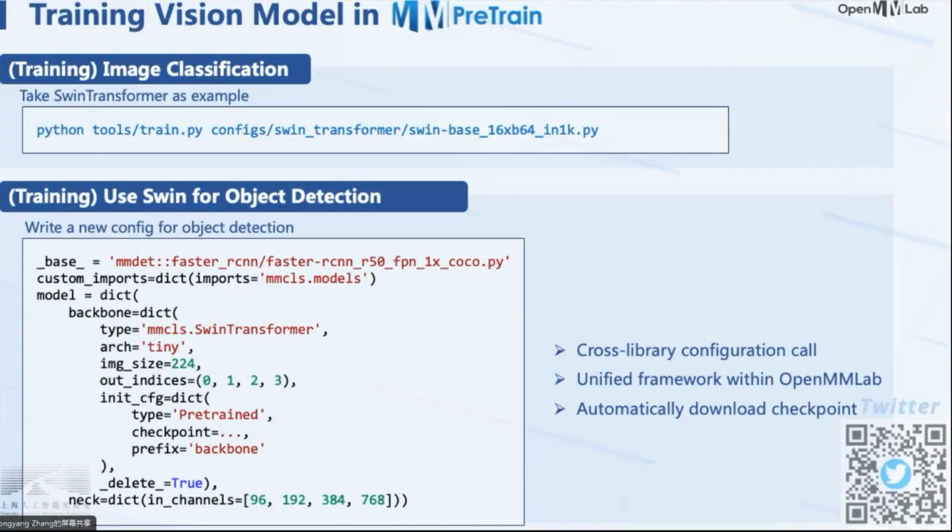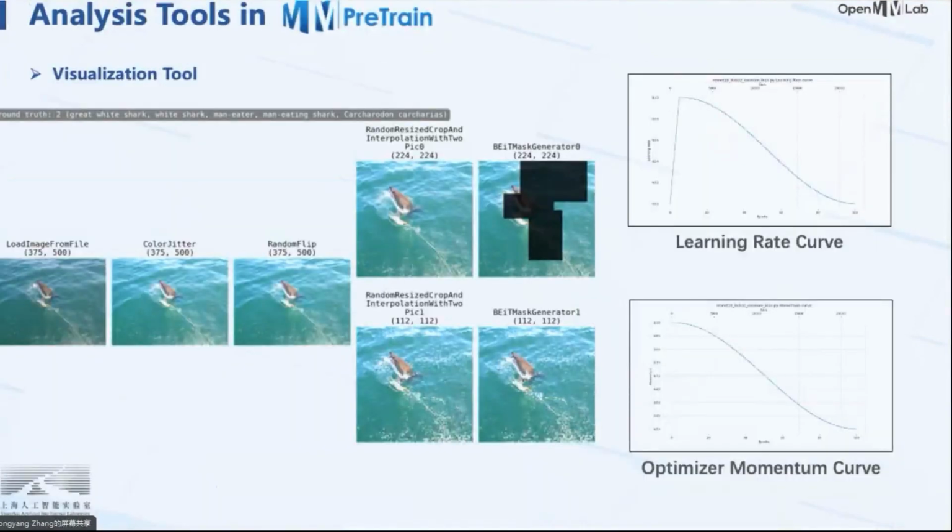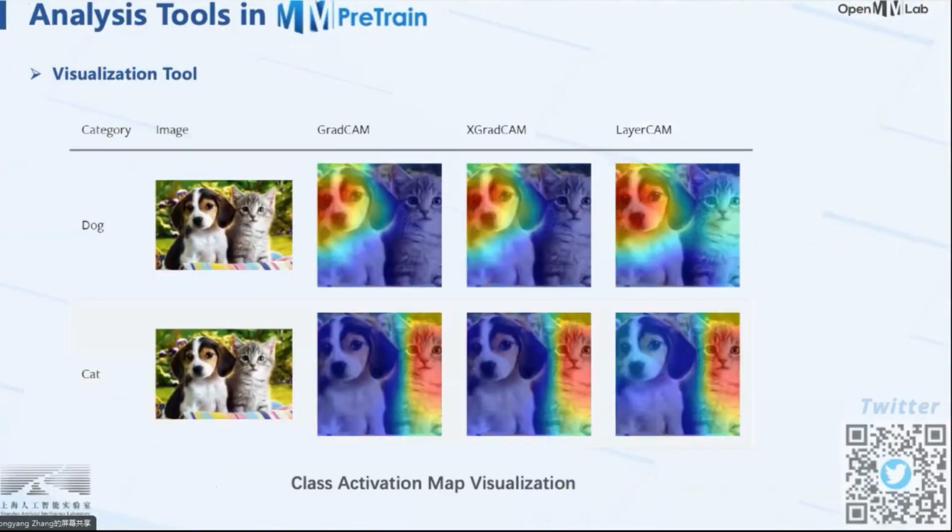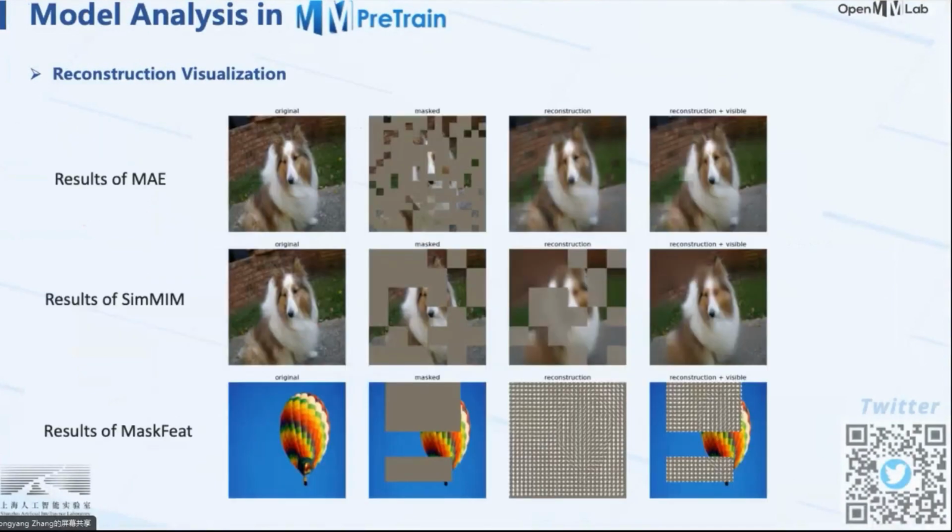Also, we provide various analysis tools for image classification and for backbone research, like the visualization tools. You can plot the data augmentation process, and you can plot the learning rate curve and the optimization curve before you start the training. It will be useful for debugging. Also, we provide visualization tools for class activation map visualization and reconstruction visualization.